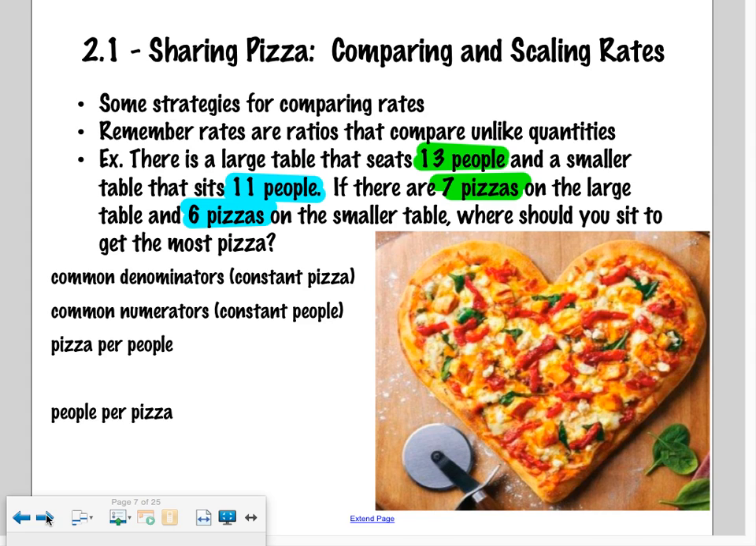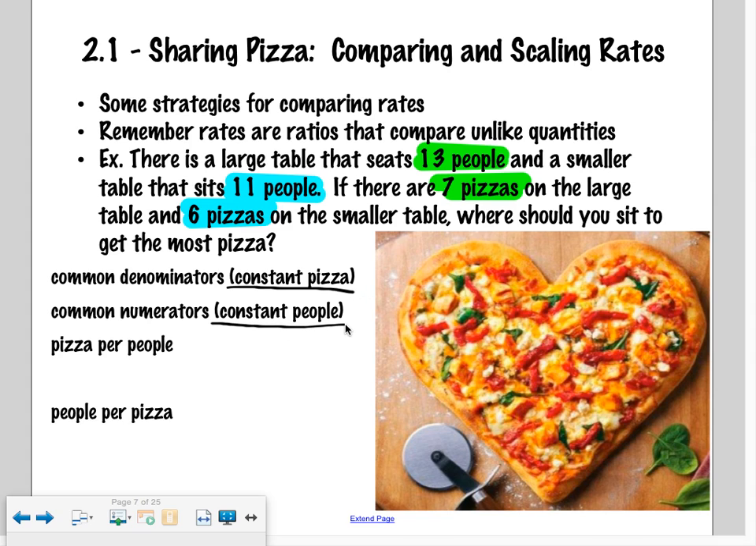To 2.1. We know a bunch of different strategies for comparing rates, and we want to remember that rates are ratios that compare unlike quantities. For example, say there's a large table that seats 13 people and a small table that seats 11 people. If there's 7 pizzas on the large table and 6 pizzas on the smaller table, where should you sit to get the most pizza? We know that we can set up common denominators by making the amount of pizza constant, and common numerators by making the amount of people constant.